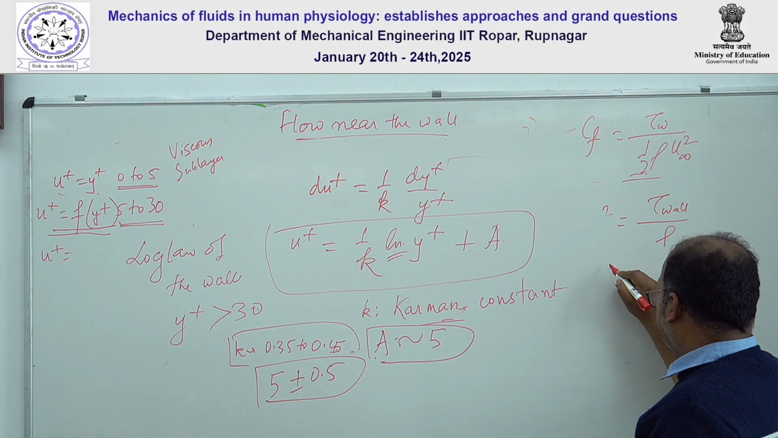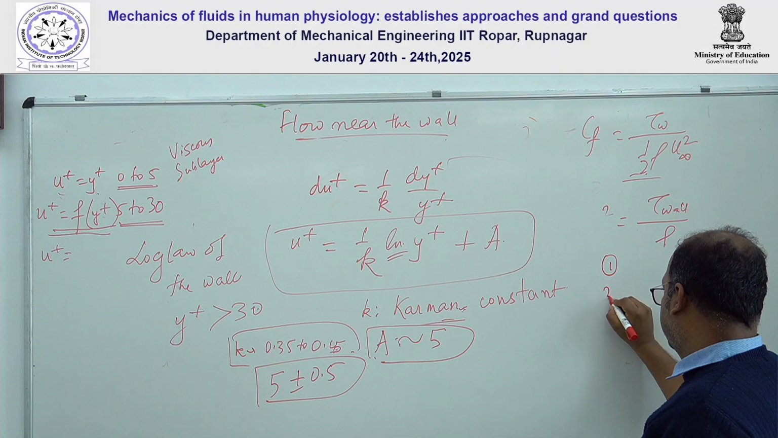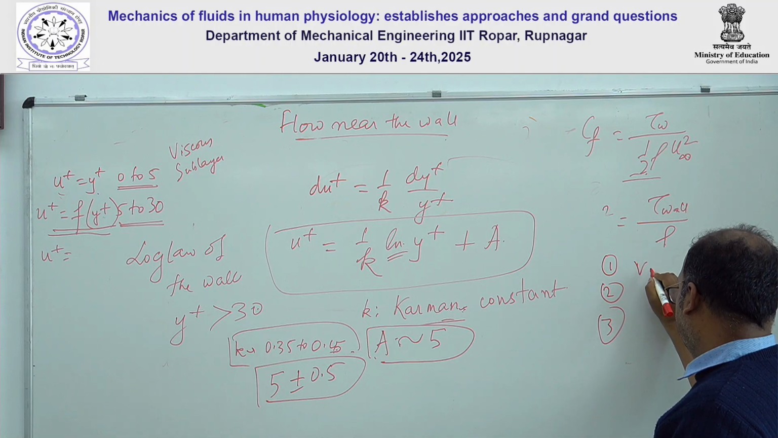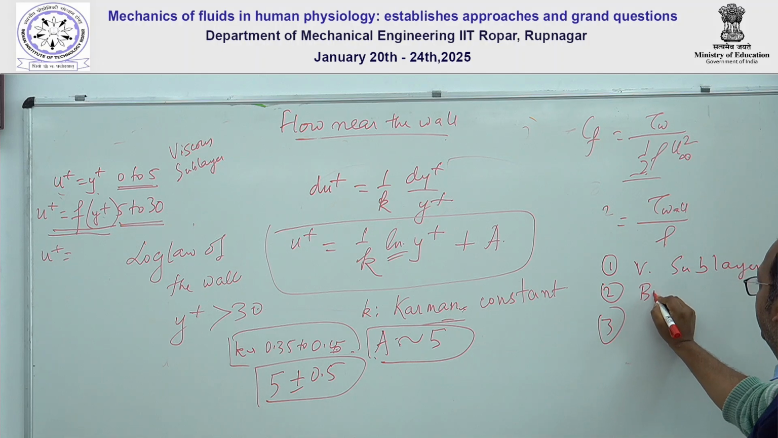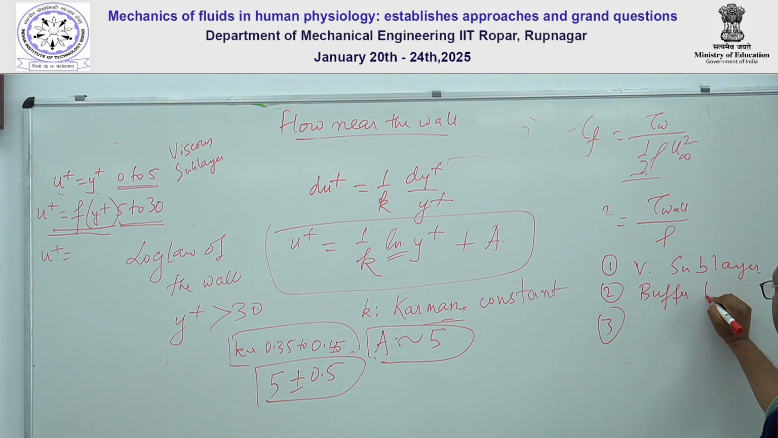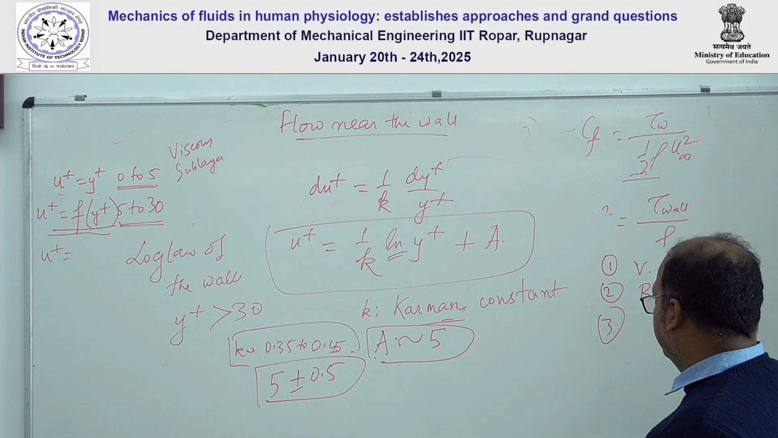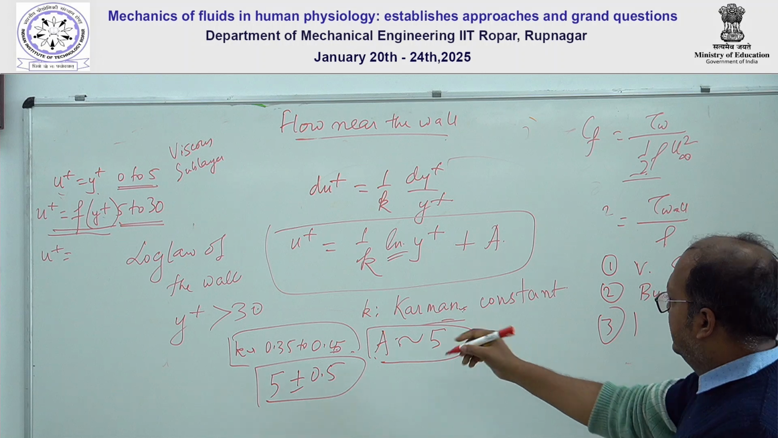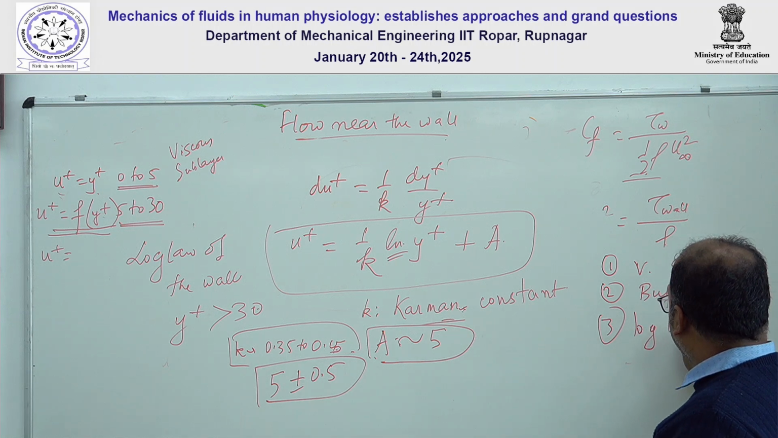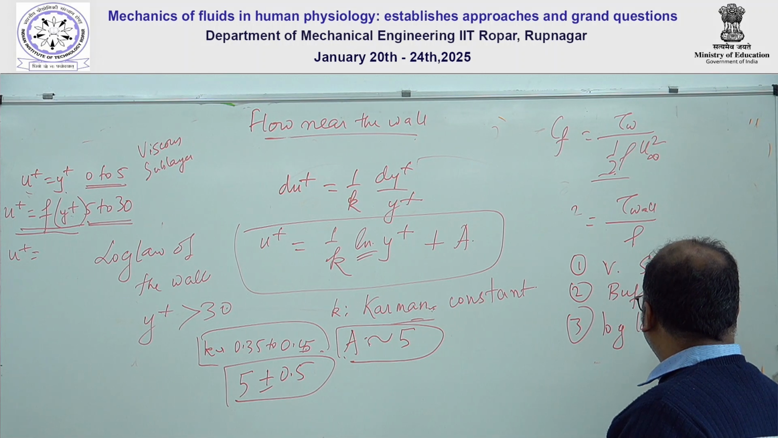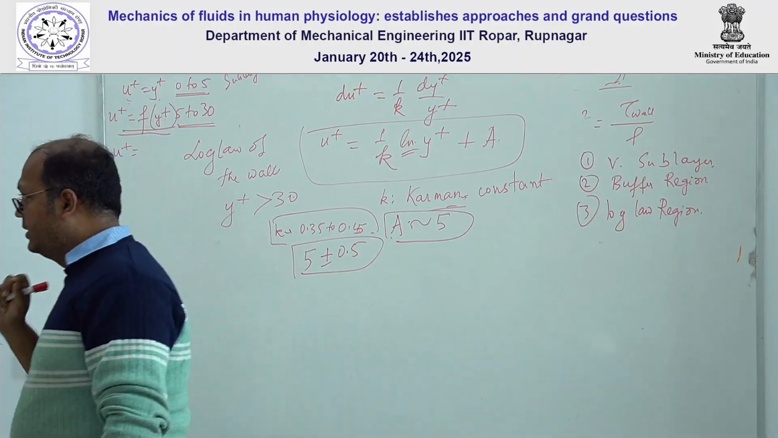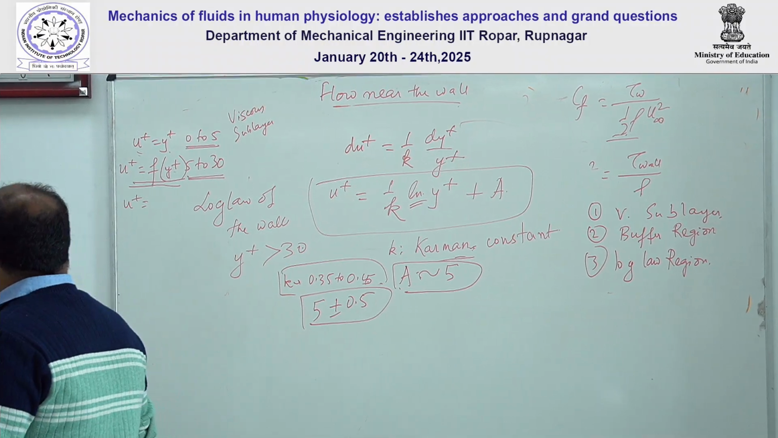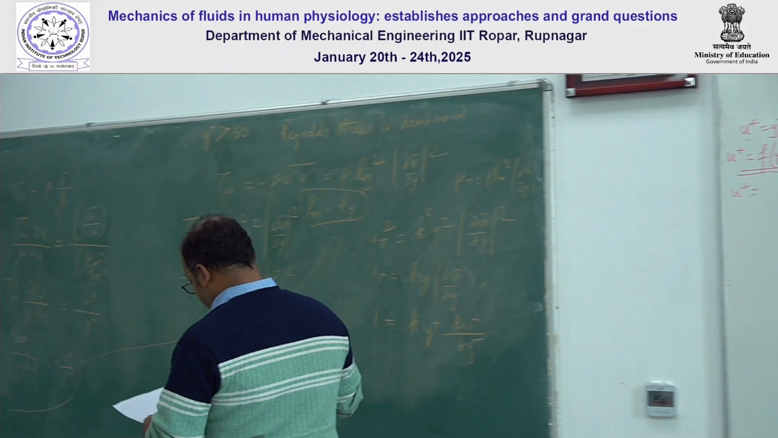So in this way there are three regions. One is the viscous sublayer, and one is the buffer region, which is basically the region where both stress components are equivalent to each other. In the log law region, the mean velocity gradient is much less dominant compared to the Reynolds stress. In this way there are these three layers very near to the wall.